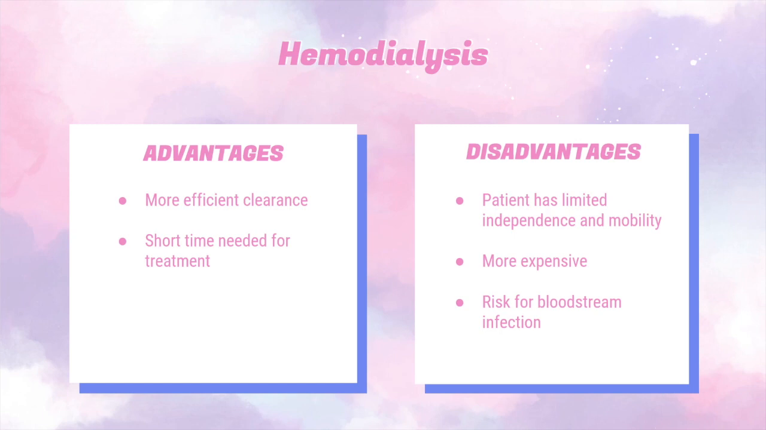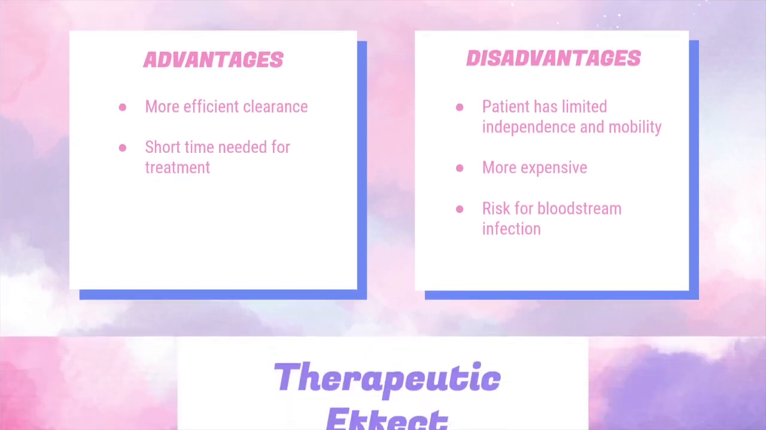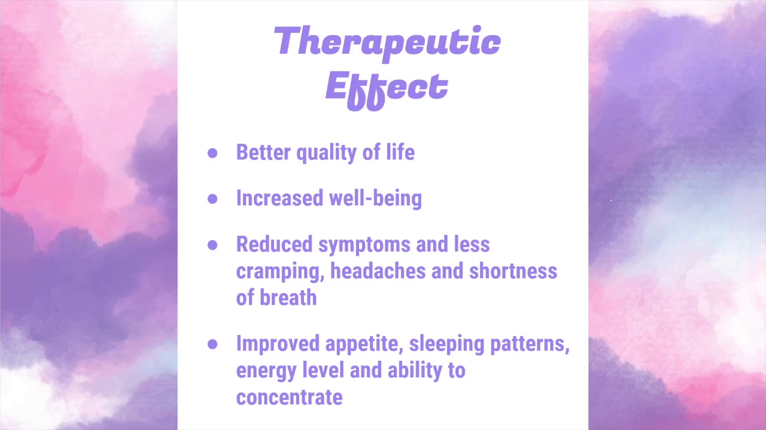Second, more expensive. Both hemodialysis and peritoneal dialysis are expensive. However, hemodialysis requires a machine as an artificial kidney which also needs an expert in handling and maintaining it. Third, risk for bloodstream infection. For the therapeutic effect, it gives better quality of life, increased well-being, reduced symptoms and less cramping, headaches and shortness of breath, improved appetite, sleeping patterns, energy level and ability to concentrate.